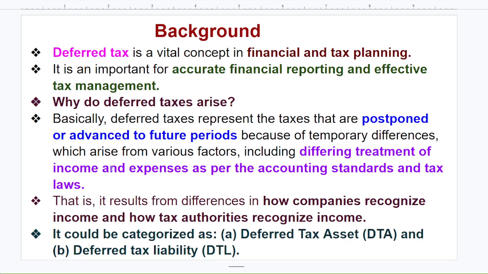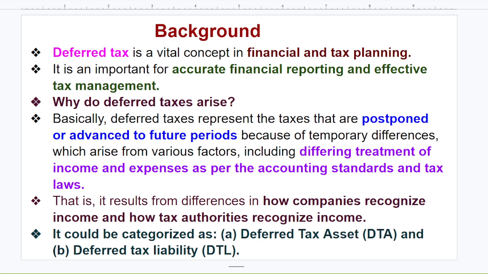of the income, expenses as per the accounting standard, tax law le garda ke huncha bhane we say that deferred tax arises. So you can say that it results from the differences in how the company recognizes the income, how the tax authorities recognize that income. So basically, friends, there are two types of deferred tax. One is called deferred tax assets, र अर्को चाहिँ deferred tax liability.